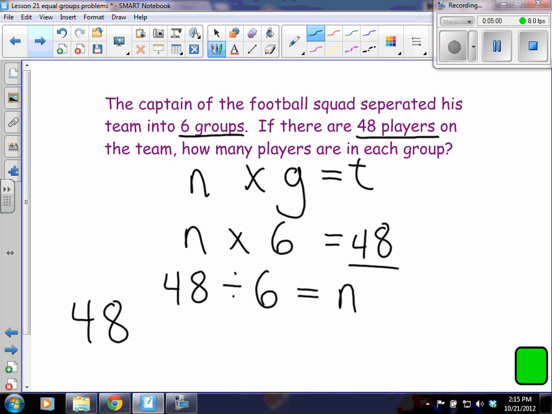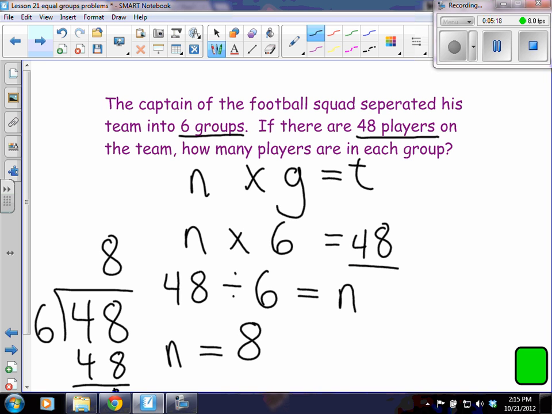And so I'm going to write this over here. 6 goes into 4 0 times. 6 goes into 48 8 times. 8 times 6 is 48. And of course, nothing is remainder. And so in the end, n equals 8. And we're going to talk about 8 players in each group.